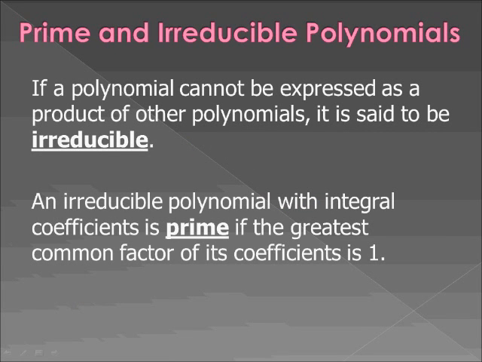Alright, prime and irreducible polynomials. Not all polynomials are factorable. If a polynomial cannot be expressed as a product of other polynomials, it is said to be irreducible. An irreducible polynomial with integral coefficients is prime if the greatest common factor of its coefficients is 1, which basically means if something can't be factored, it's going to be considered prime.